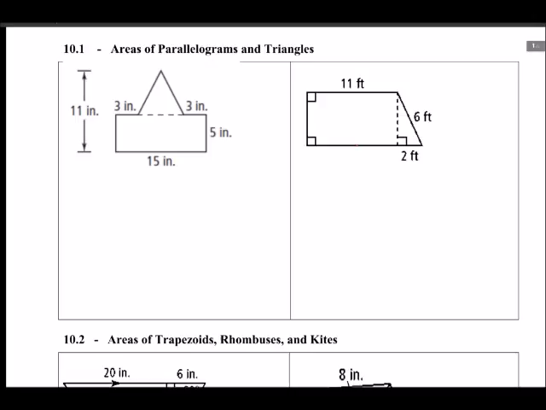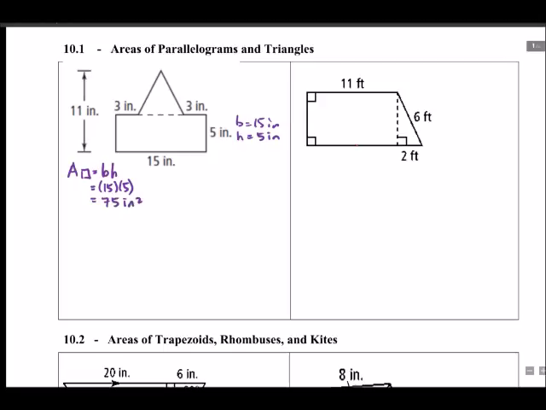So our first problem here has a composite figure, and we're going to break it down into figures that we know. So I see a rectangle, and the rectangle here has a base that's 15 inches and a height that's 5 inches. And so I can find the area of my rectangle. We know is base times height. So that equals 15 times 5. The area of my rectangle is 75 inches squared.